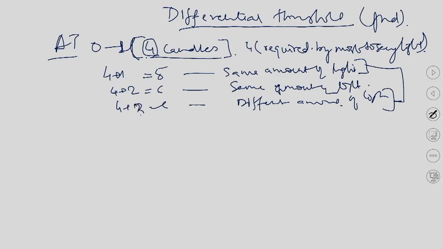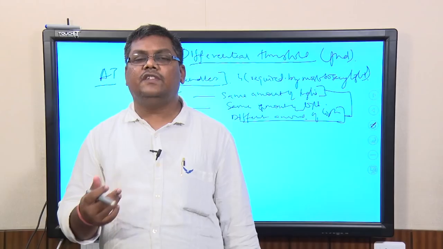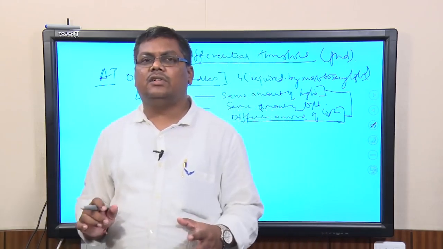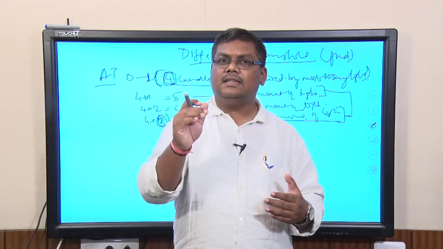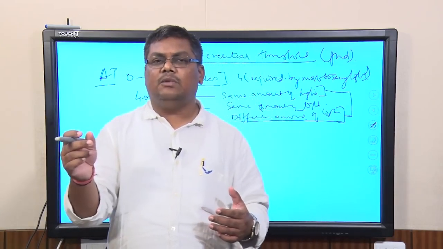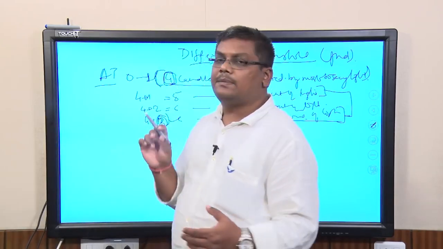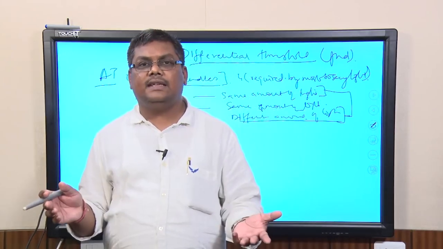So, 3 candles, if I increase, initially I need 4 candles to say yes, and if I add 3 more candles, then the person says he sees a difference in light, right? And that is what is called the differential threshold. Differential threshold is the amount of change that should be made to any standard stimulus. Now, the standard stimulus here is the absolute threshold. 4 candles is when he says he sees light.